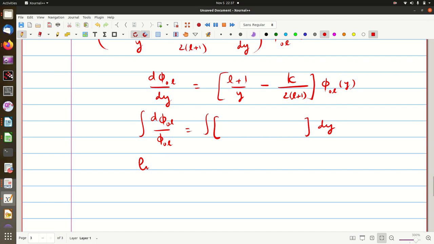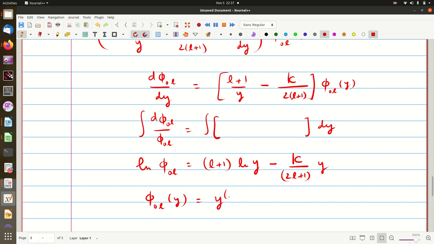So, we get log phi 0 L equal to L plus 1 times log y minus kappa by 2 times L plus 1 times y. If you take exponential on both sides, you will get phi 0 L of y. When you take exponential of a plus b, you will get exponential a into exponential b. So, exponential of a will give you y power L plus 1, into exponential minus kappa y by 2 times L plus 1. So, this is our ground state.